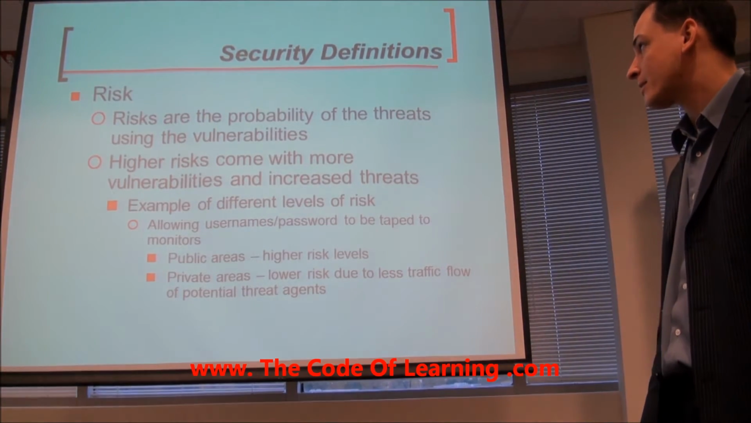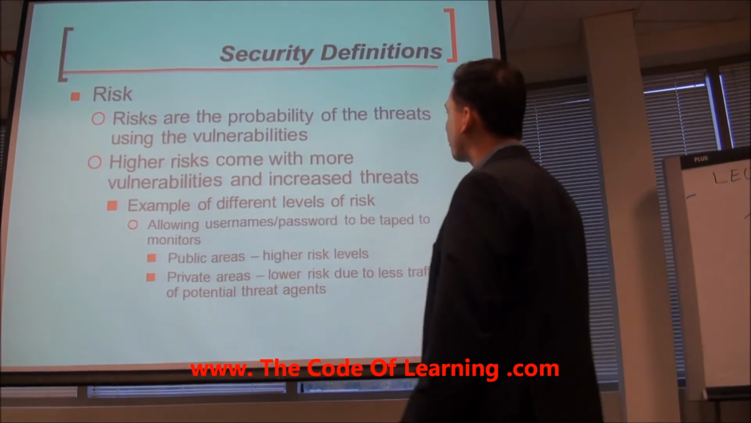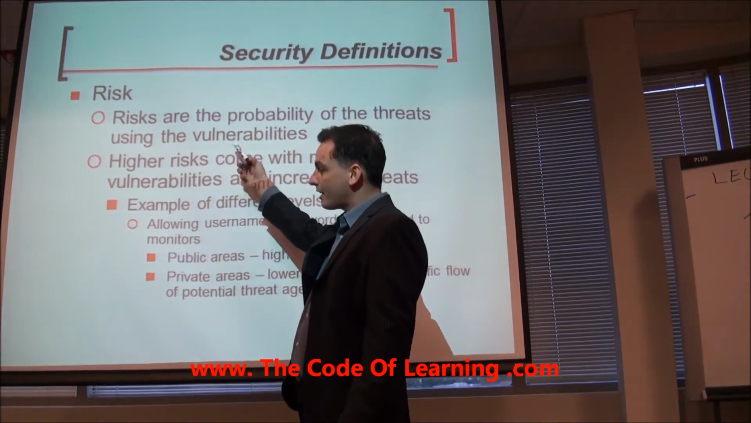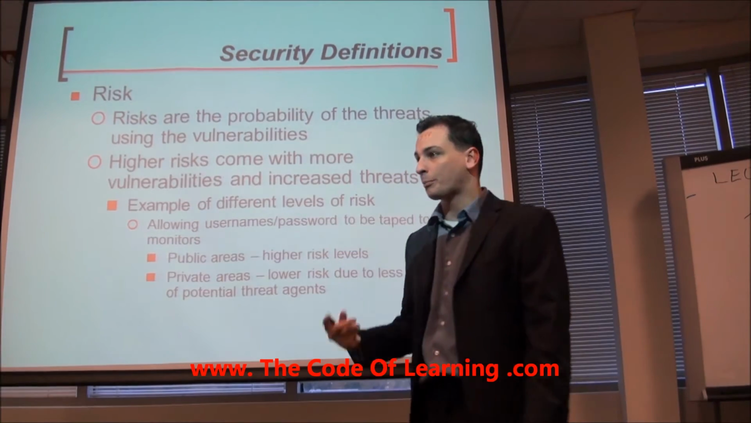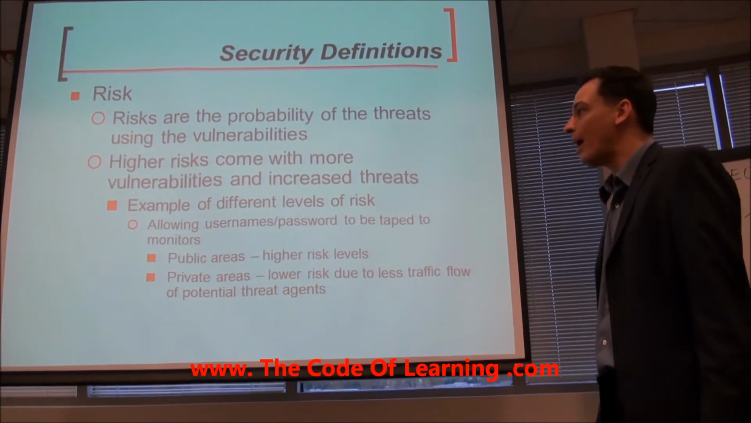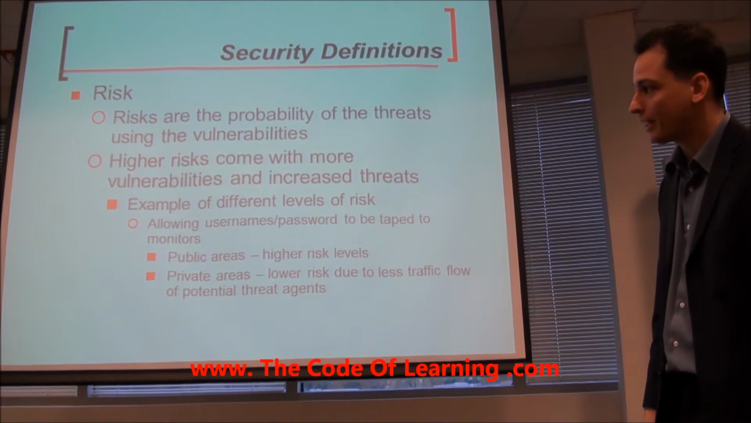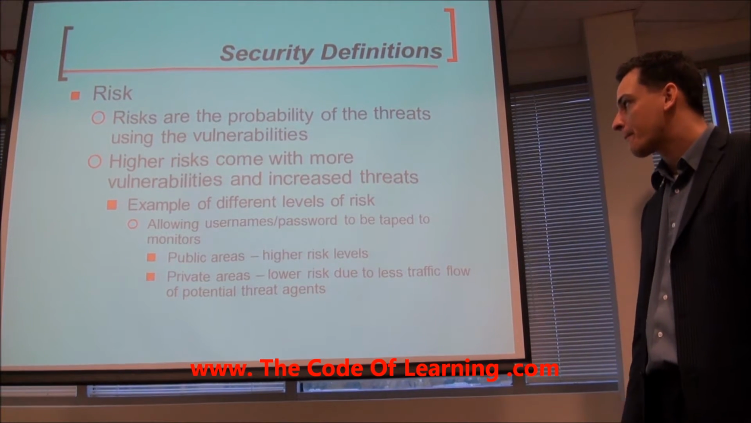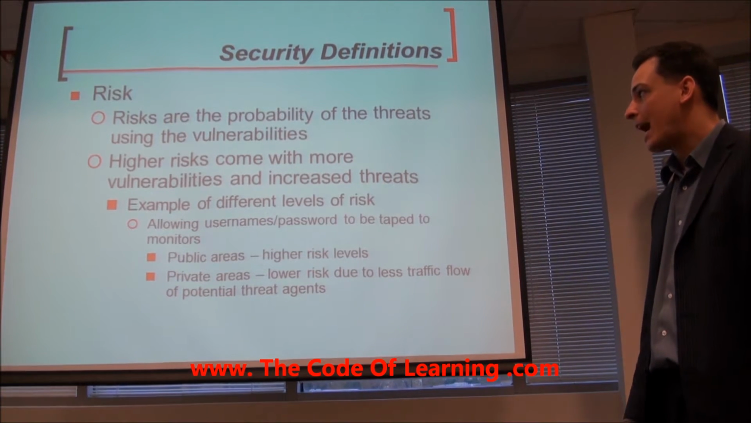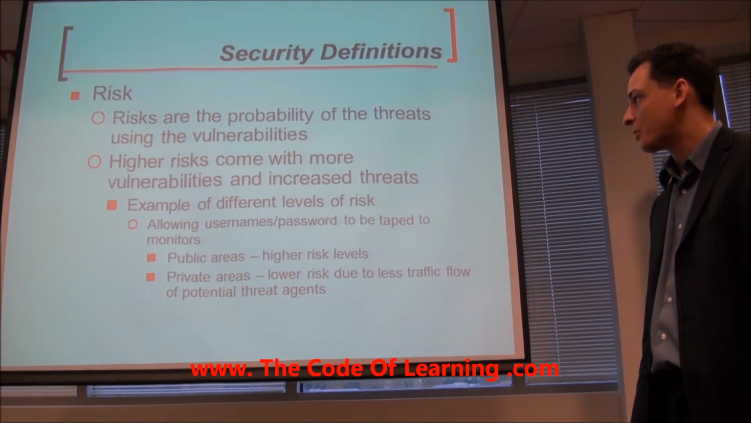Next, you've got risk. Circle the keyword: probability of the threat taking advantage of the vulnerability. So it's a probability, and we can measure that quantitatively and qualitatively. We'll get to that a little bit later. Higher risk comes with more vulnerabilities and increased threats.